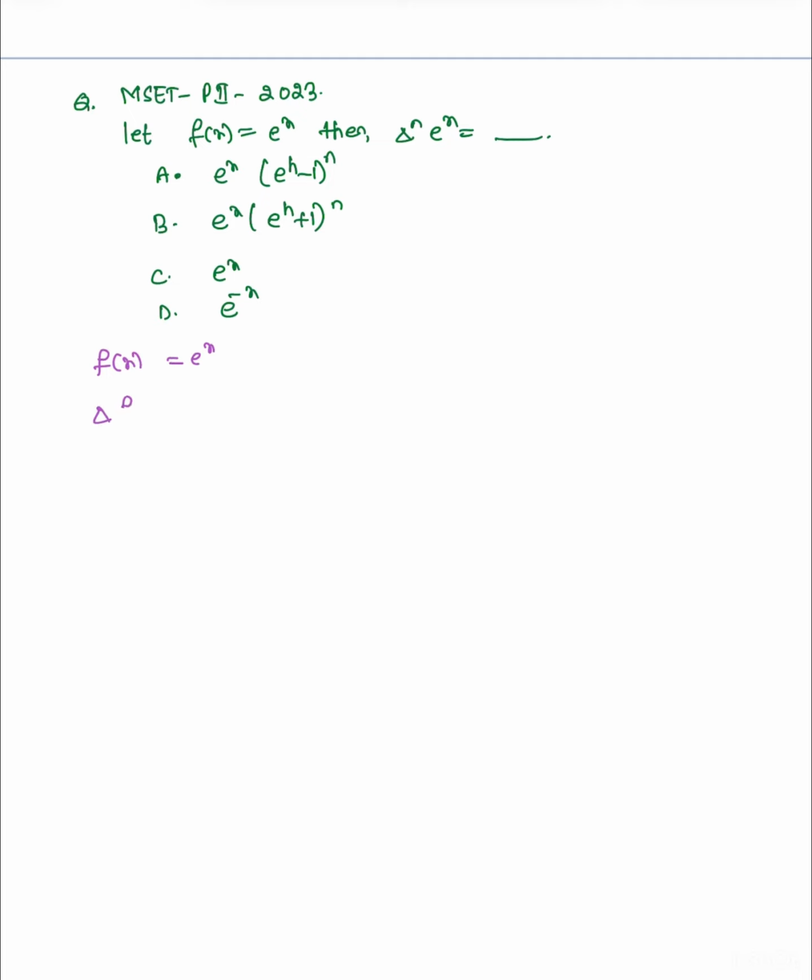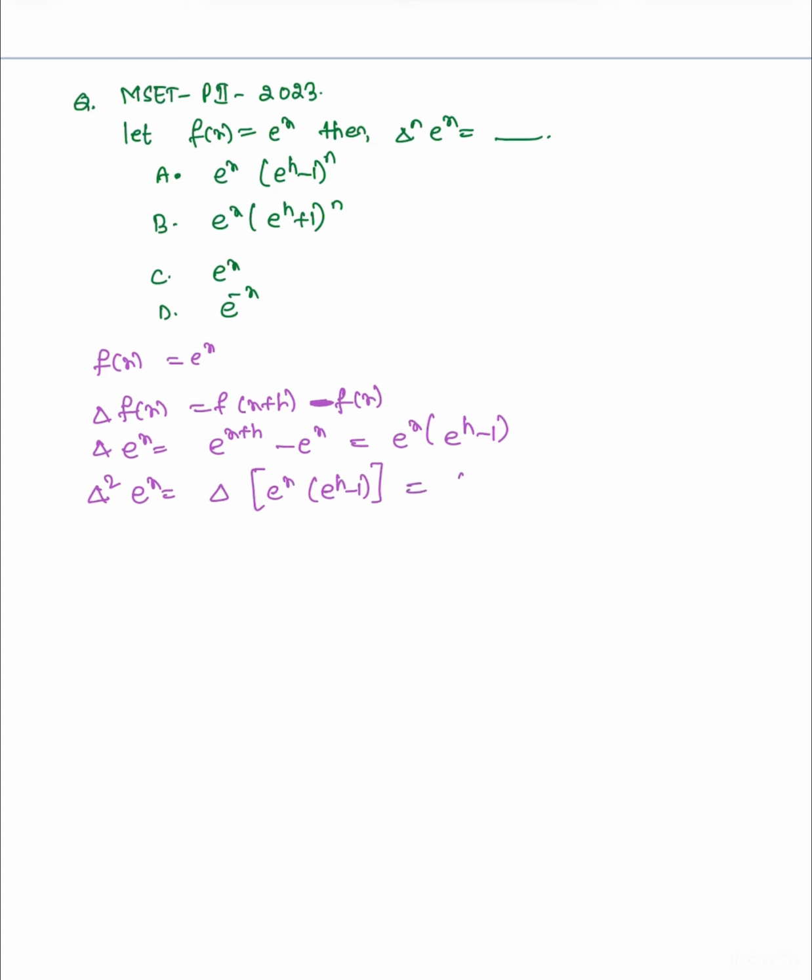We know that the first forward difference is f of x plus h minus f of x. If f of x is e raised to x, this is equal to e raised to x plus h minus e raised to x. Taking e power x common, this is e raised to x into (e raised to h minus 1). For the second, delta square of e raised to x is delta of e raised to x into (e raised to h minus 1). We do not have any x term in e raised to h minus 1, so we can take it outside. This will be e raised to x plus h minus e raised to x. Again taking e raised to x common, this is e raised to x into (e raised to h minus 1) whole square for the second forward difference of e raised to x.